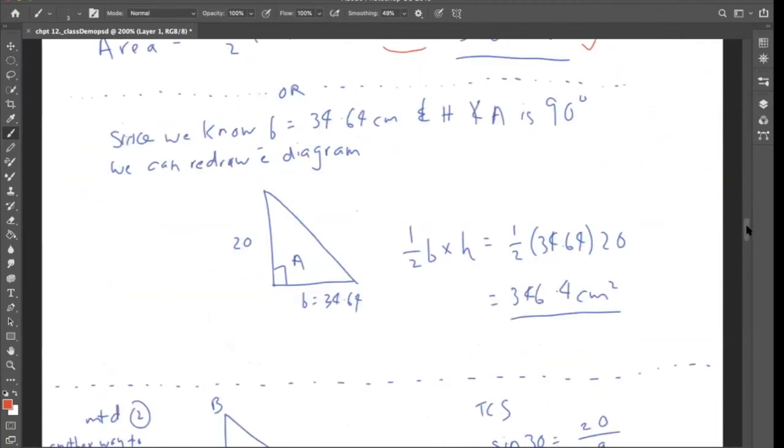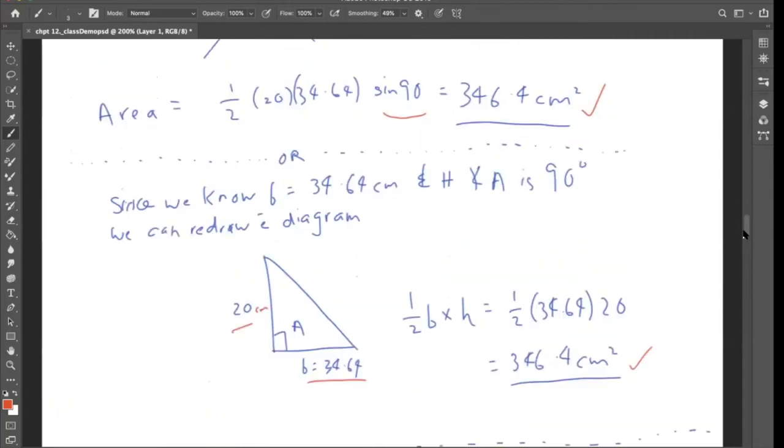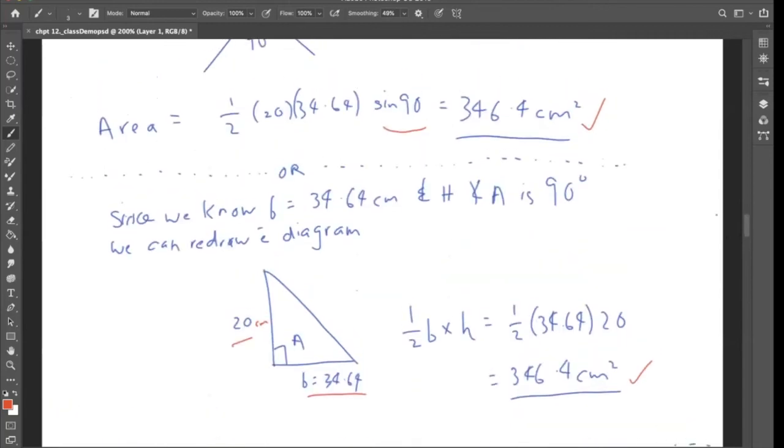Some of you may solve by a different way. Since we know side B is 34.64 and angle A is 90 degrees, we can redraw the diagram as follows. So I got 20 centimeters. Then I have angle A, which is 90 degrees. Then B is 34.64. Then I can also use the formula in another way by redrawing the angle. I also get the same area, okay? The same answer. So sometimes we can use another way to check our answer.